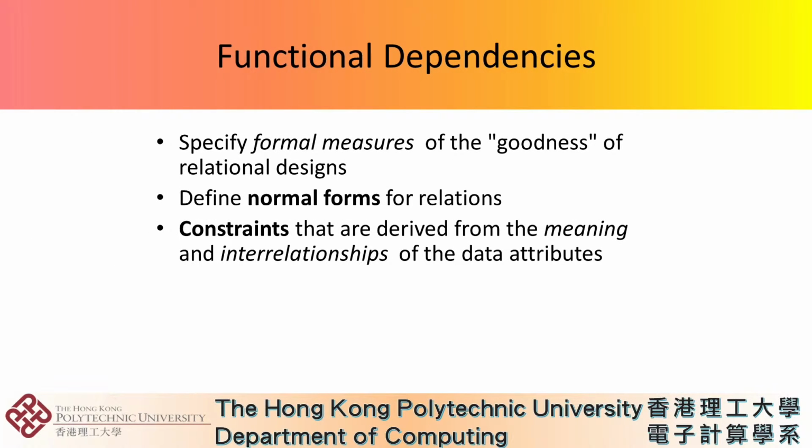Functional dependencies are used to specify formal measures of the goodness of relational design. Functional dependency and keys are used to define normal forms for relations. Functional dependencies are constraints that are derived from the meaning and interrelationships of the data attributes.